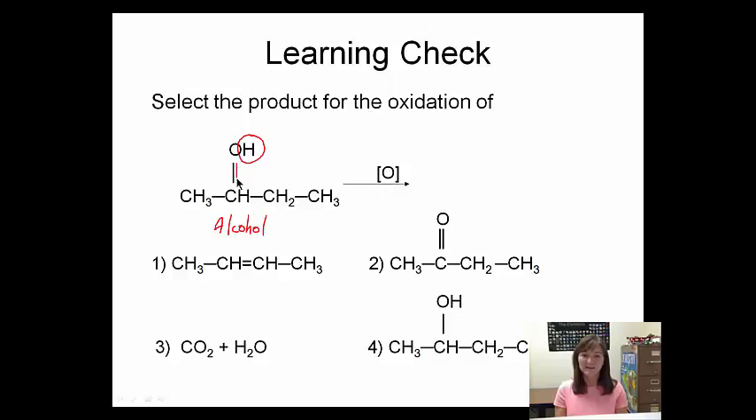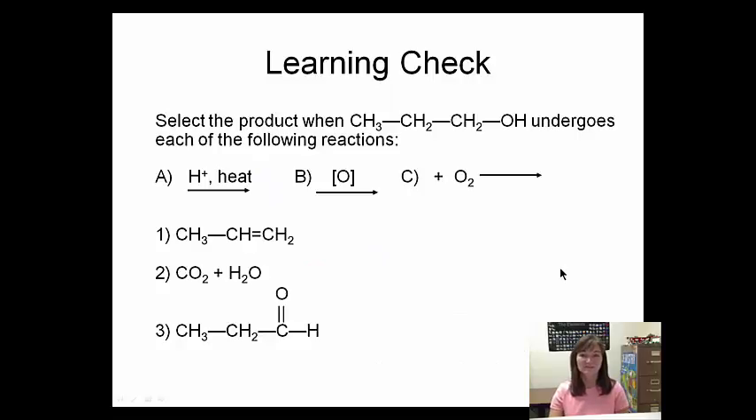The only place it can bond is to put another bond to this carbon. So before I can make a double bond to this carbon, I better make it mad by removing a hydrogen off of them. So these are the 2 hydrogens that we're going to take off. So we're going to be left with this ketone. It has a carbon double bond oxygen, which would be number 2. So this would be the correct answer for the oxidation of that alcohol.